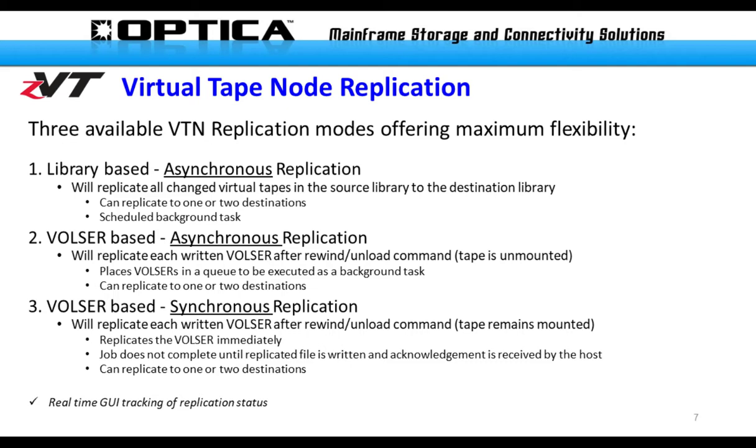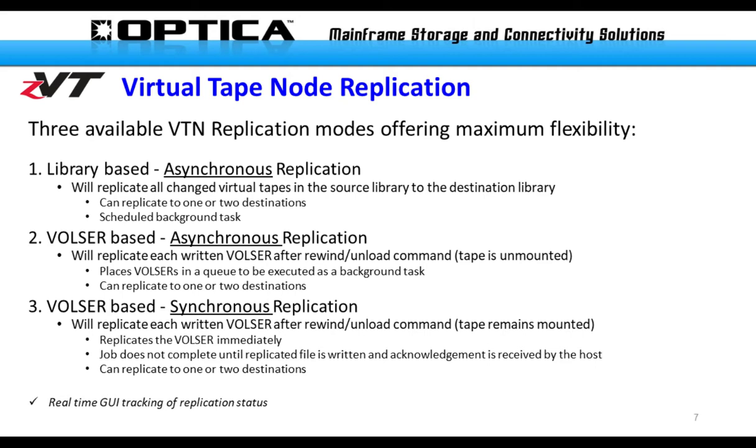We also have number 2 here, Valsyr-based asynchronous. This is similar, but it's based on a configured set of Valsyrs that you want to asynchronously replicate. So after each volume is written, after the rewind unload command, the tape is unmounted, the Valsyrs are in a queue, and those are executed, the replication is executed as a background task in sequence from the queue. Okay, you can do that to 1 or 2 destinations. That goes for all 3 of these modes, by the way. They can be configured for 1 or 2 destinations.